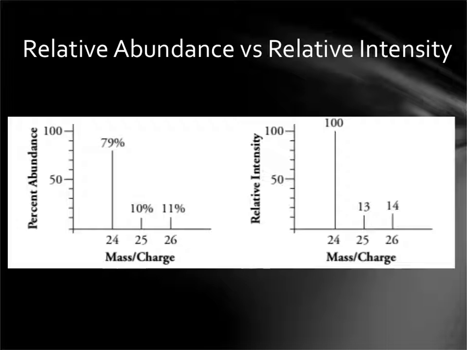Now, relative abundance versus relative intensity. What's the difference? These are the relative abundance and relative intensity graphs for magnesium. So we're still looking at magnesium. Over here, notice percentages, right? If you have a sample, 79% of the sample of magnesium should have a mass of 24.